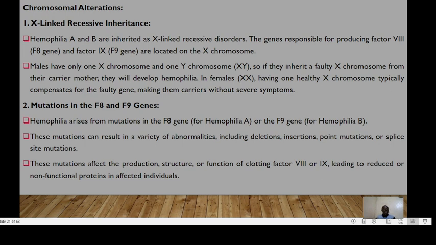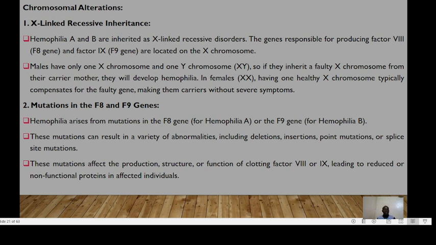So males have 1 X chromosome and 1 Y chromosome. If they inherit a faulty X chromosome from the carrier mother, they will develop hemophilia. In females with XX, the 1 healthy X chromosome typically compensates for the faulty gene, making them just carriers without having severe symptoms.